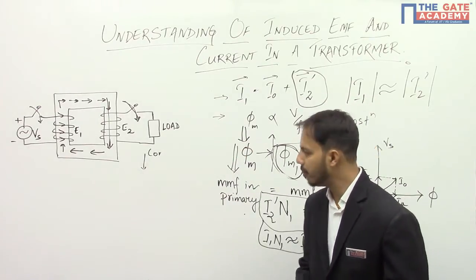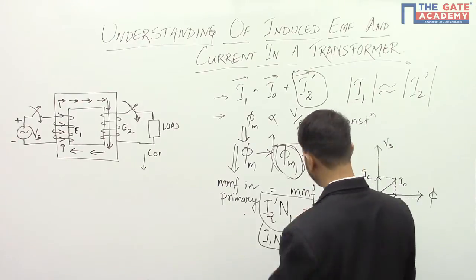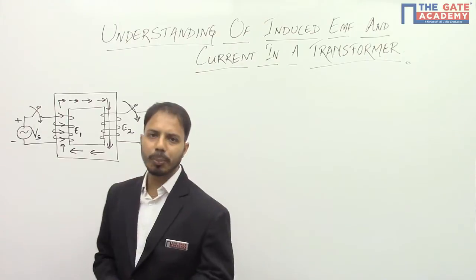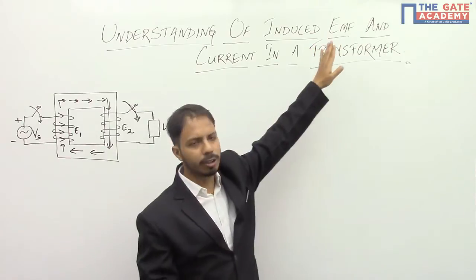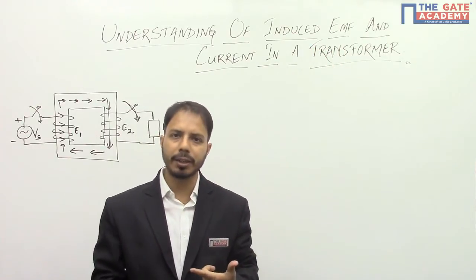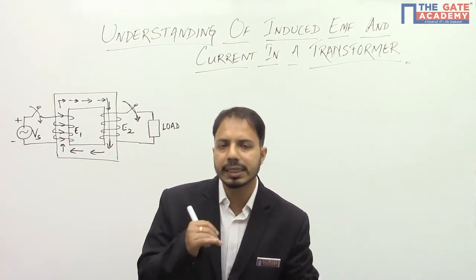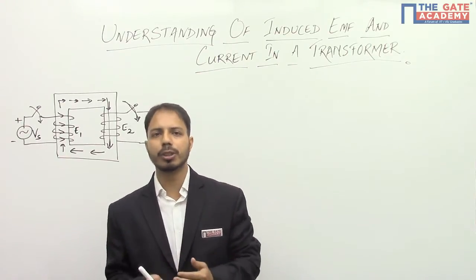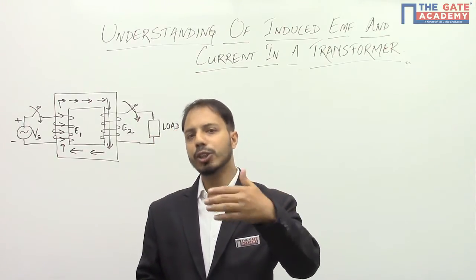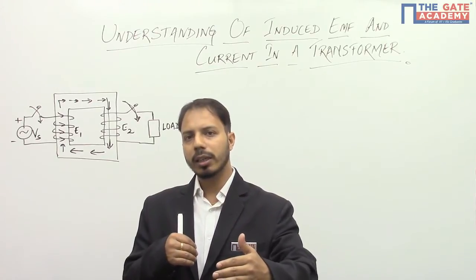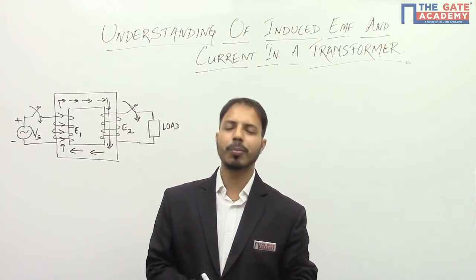I hope I'm able to explain the reason behind the increment of the primary current whenever a load is connected. Now I'll go to the next topic, which is the direction of induced EMF. We all understood why the current is increasing. I have already explained that the direction of induced EMF at a particular instant will be such that the flux produced due to the secondary induced EMF will oppose the increment of the primary flux.